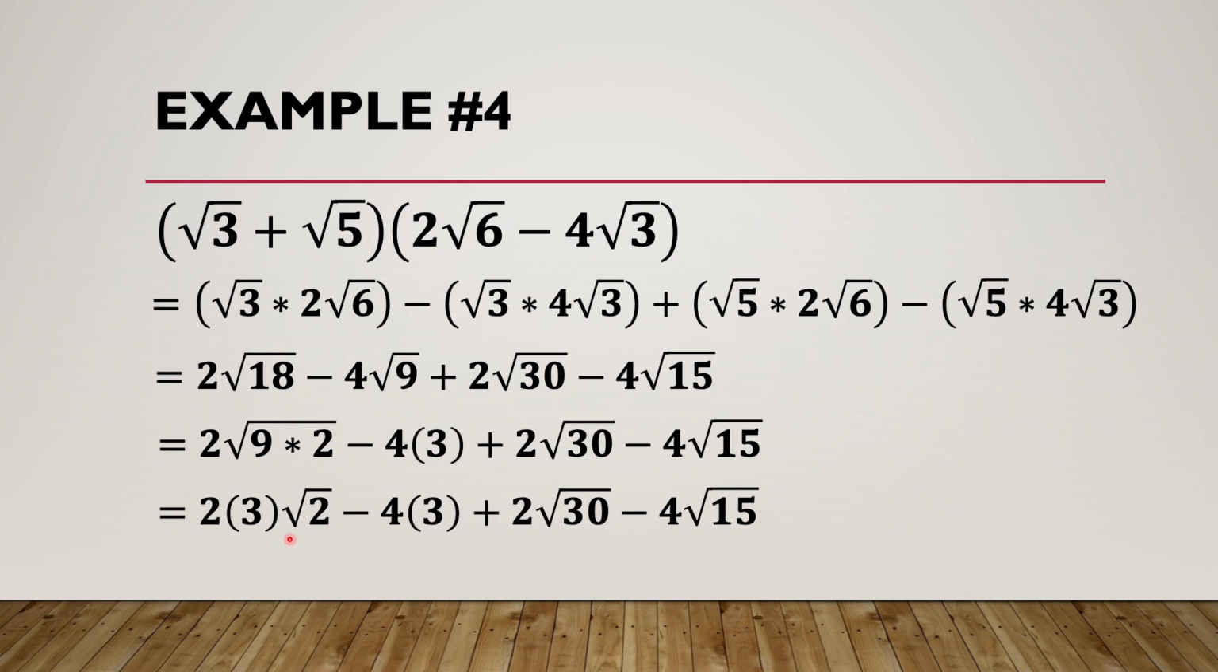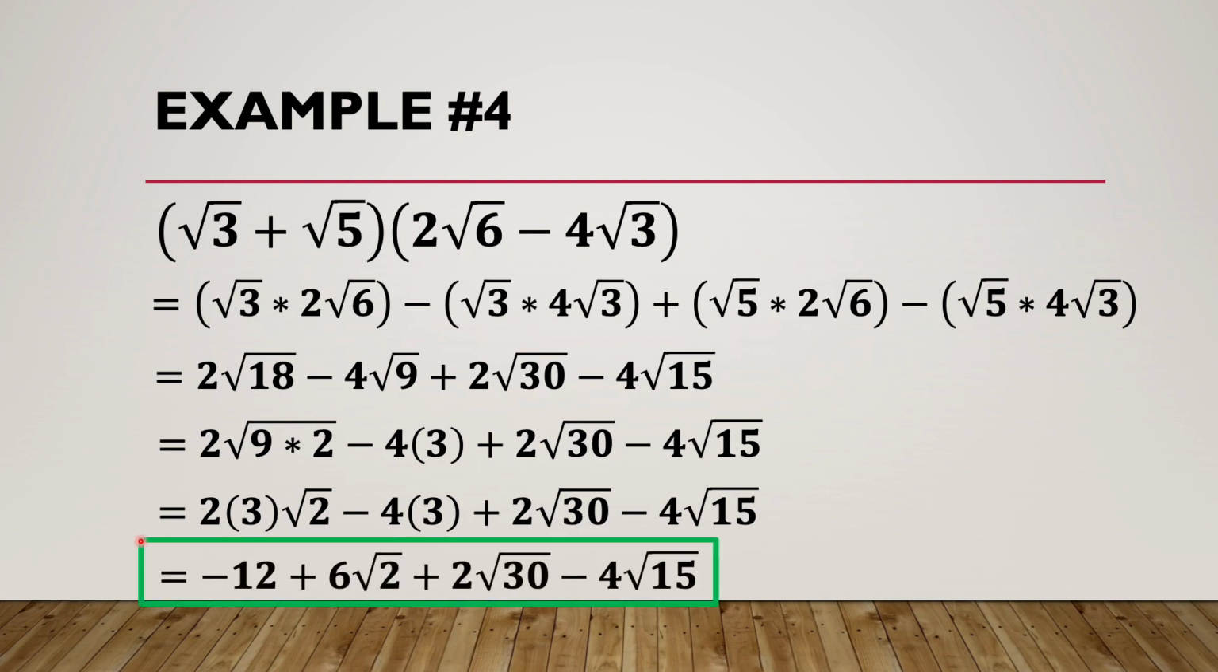This one, we take it out, and leave square root of 2. Copying, so we have 2 times 3 square root of 2 minus 4 times 3 plus 2 square root of 30 minus 4 square root of 15. So, we will have the final answer. Negative 4 times 3, that is negative 12. 2 times 3, 6, square root of 2, touching the radical, plus 2 square root of 30 minus 4 square root of 15.